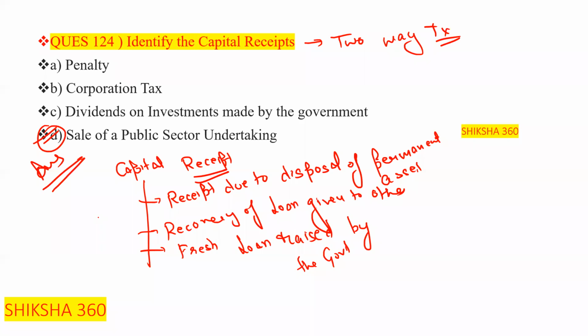Please remember these points so that you are able to answer the question. I will try my best so that you are able to understand all these points. From question number 115, we will see that all questions basically revolve around these four terms: capital receipt, revenue receipt, capital expenditure, revenue expenditure. You just have to understand what is the difference between them.